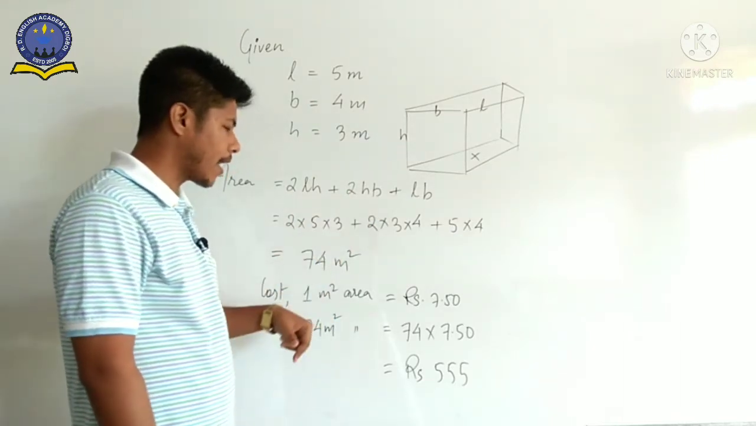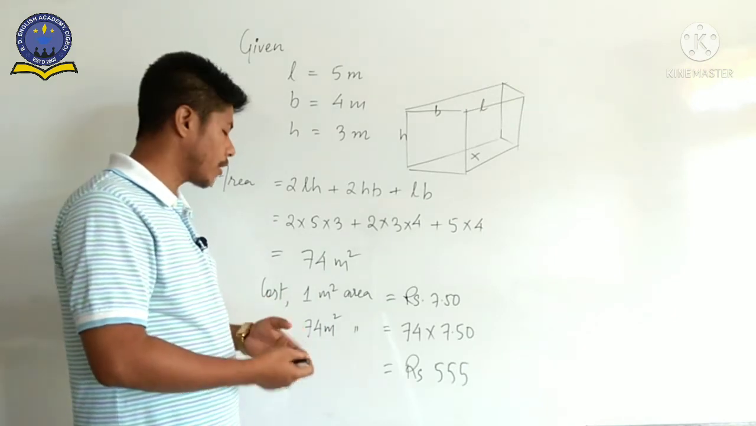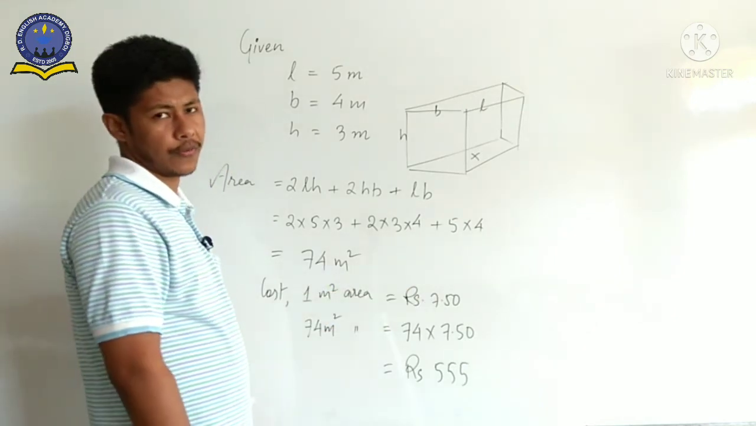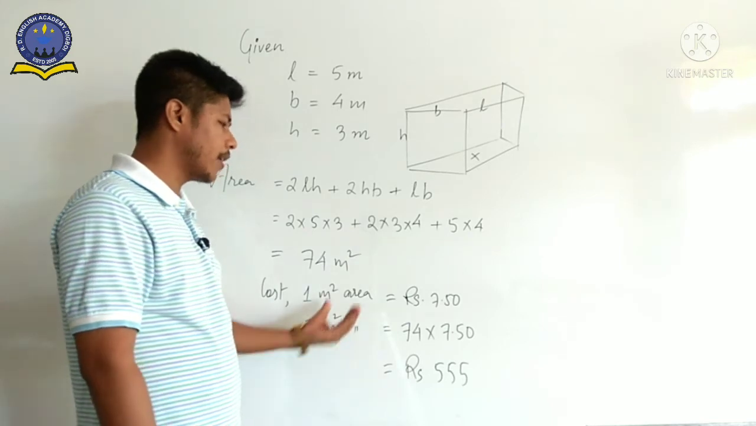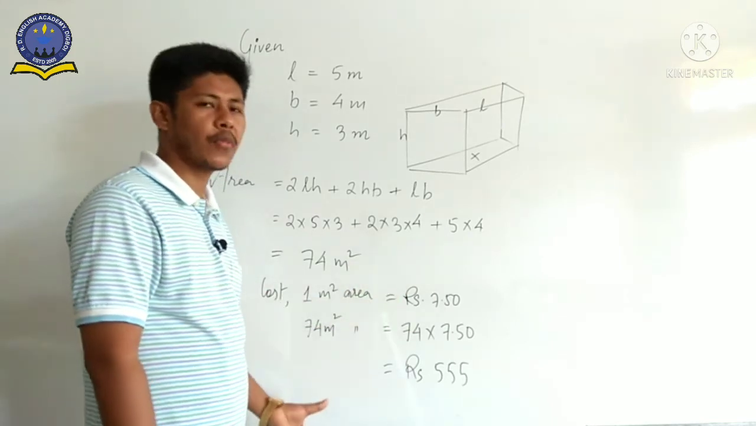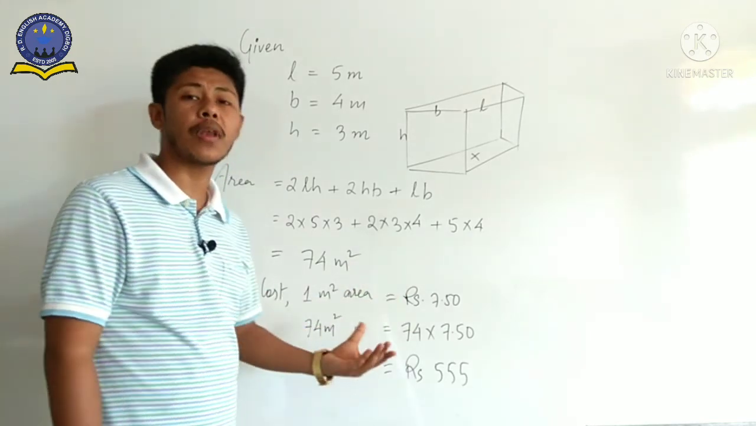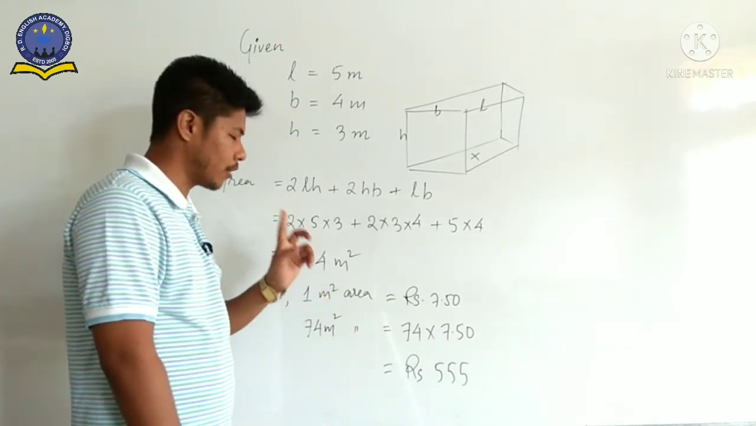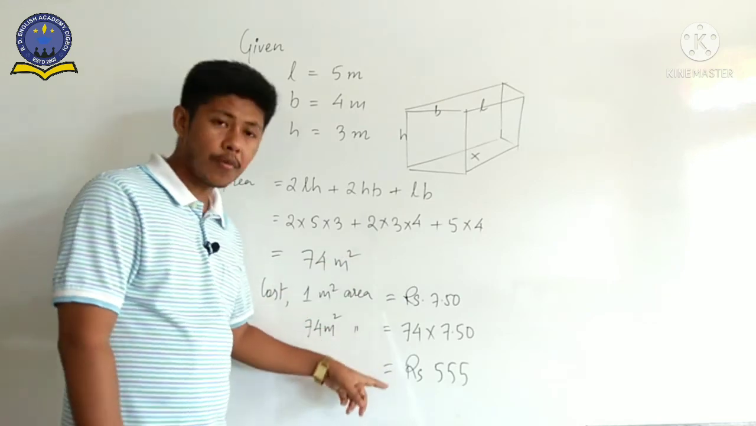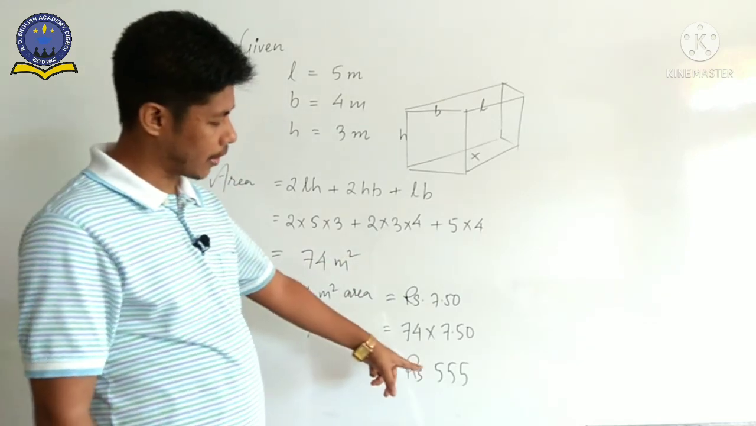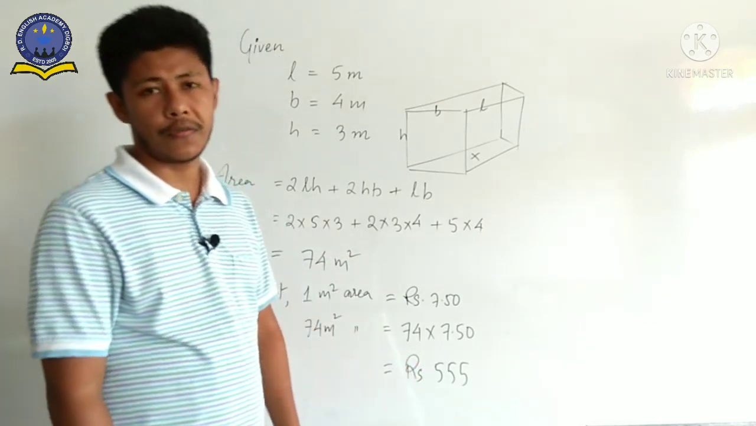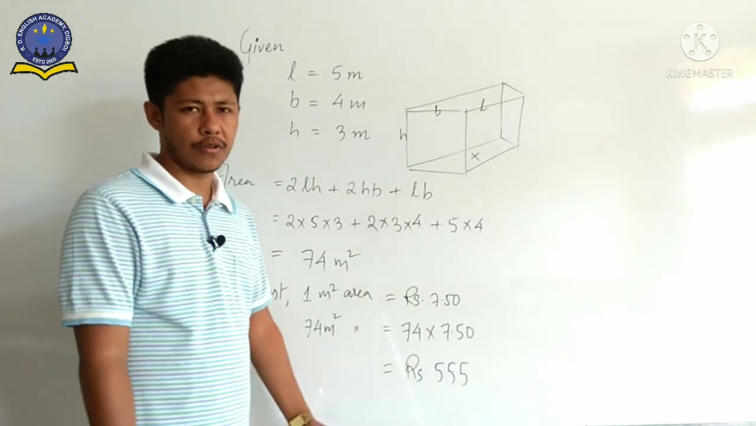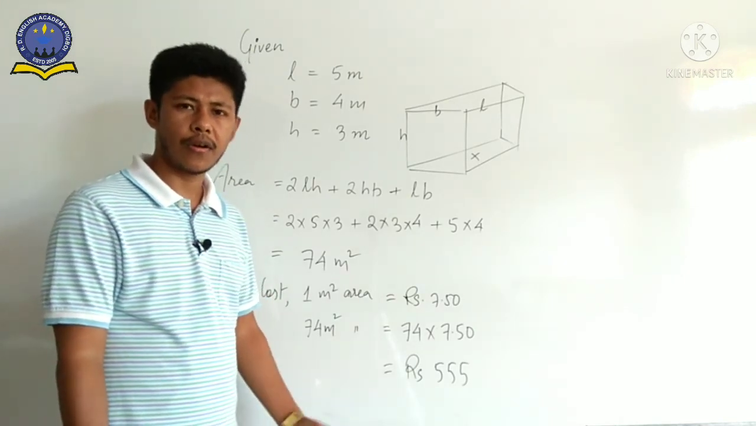Is it clear? And now the cost per meter square is given as 7.50. So we have to multiply this with the total area, which is 74, and when we multiply, the final answer we get is 555. I hope all of you understood this one, isn't it? Okay.